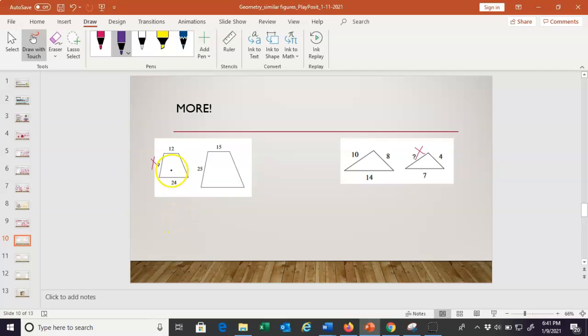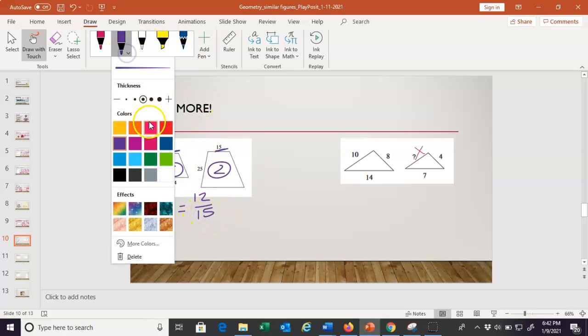All right, let's set it up. So x over what in shape number 2? 25. And then I'm going to use the 12 because it matches with the 15. I really can't use the 24 because it doesn't have a partner over here. So it's kind of useless to me right now, just for now.